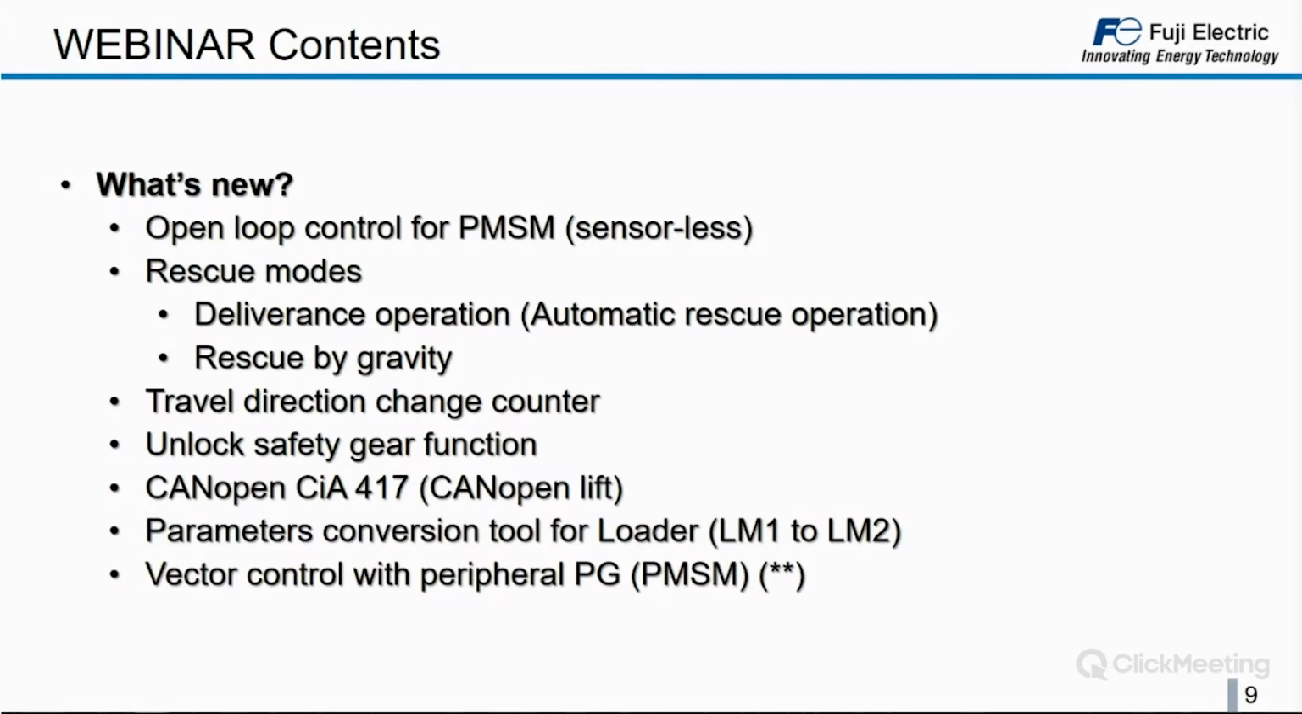And the last function, vector control with peripheral PG, is one of the new functions included in LM2 that we have decided makes sense to give its own specific webinar. So in this webinar, I'm not going to talk about this function, but next Friday this week, we have a new session where we are going to speak monothematically about this function. So please, if you are interested in some feedback about this function, or how it works, or where you can use it, join us next Friday.